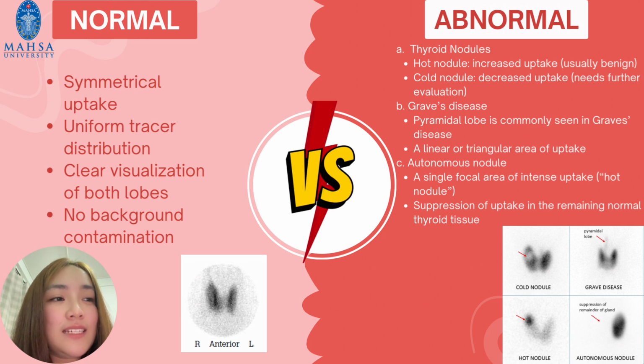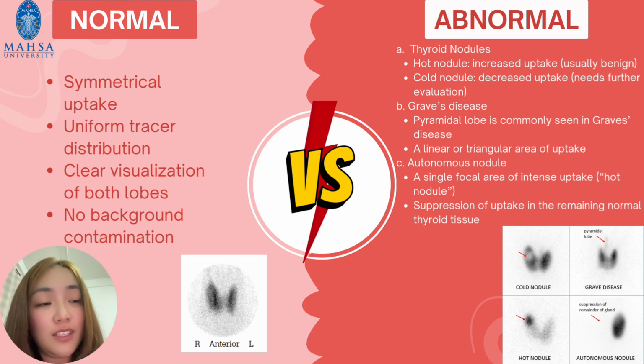So the second one is Graves' disease. In Graves' disease, we will see a pyramidal lobe in the image and a linear or triangular area of uptake. And the third abnormal appearance is the autonomous nodule. It is a single focal area of intense uptake, which is the hot nodule, and suppression of uptake in the remaining normal thyroid tissue. As we can see in the image at the bottom.